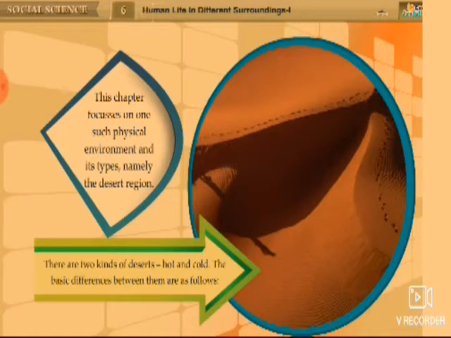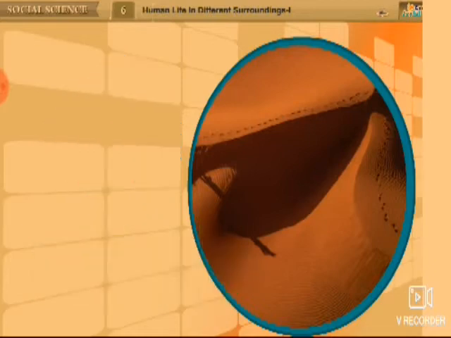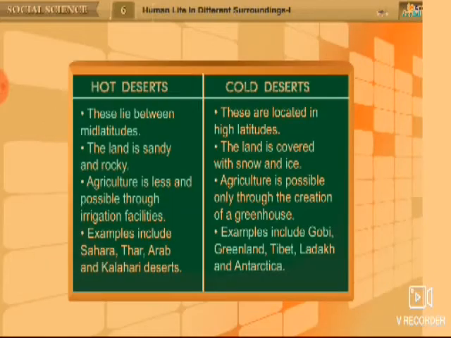There are two kinds of deserts, hot and cold. The basic differences between them are as follows. Hot deserts. These lie between mid-latitudes. Cold deserts. These are located in high latitudes. Hot deserts. The land is sandy and rocky. Cold deserts. The land is covered with snow and ice.